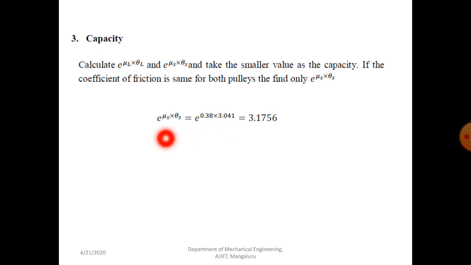So now you calculate e to the power mu s theta s, so we get e to the power 0.38, because the coefficient of friction is given as 0.38, into the theta s value of 3.041, so we'll get 3.1756.